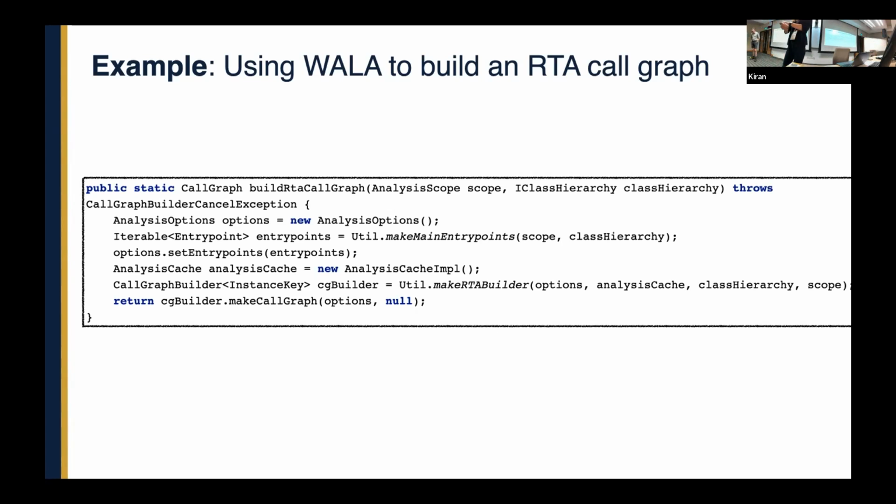There are two options. One is that even the RTA algorithm does have to scan all of the source code, all of the bytecode, in order to see what types are explicitly created. And the class hierarchy analysis does not do that. So that might be one trade-off, depending on exactly what question you're trying to ask.